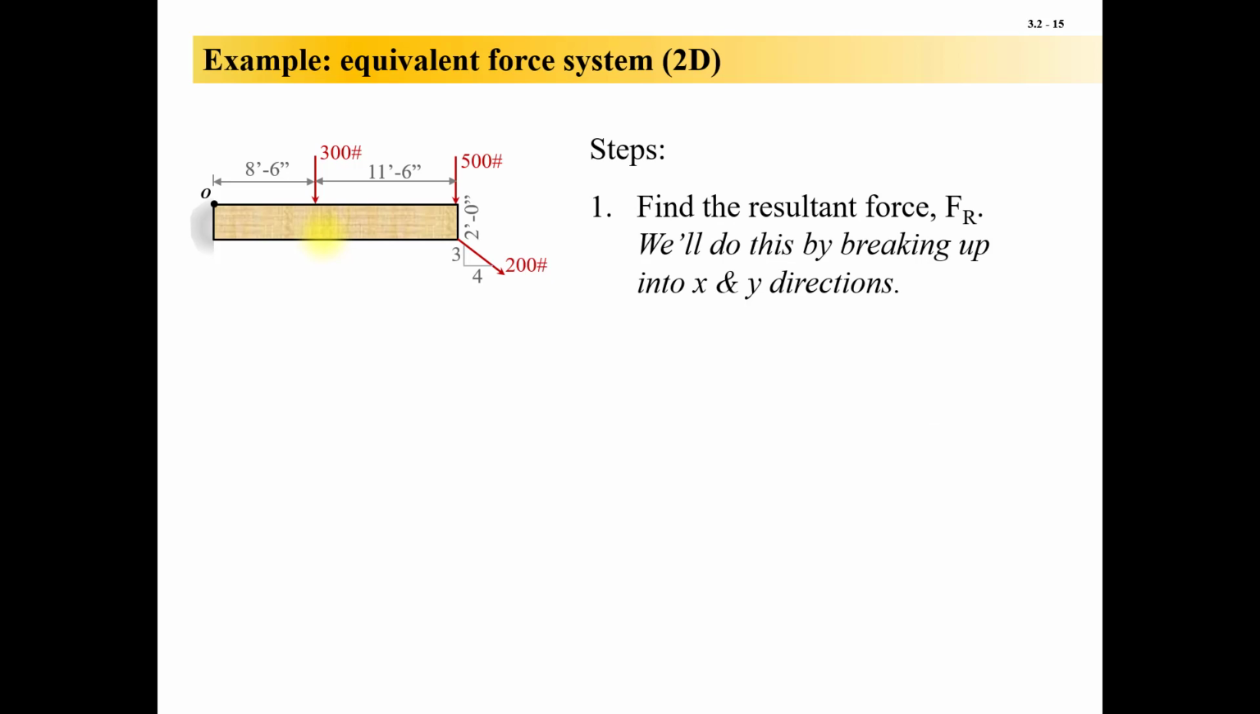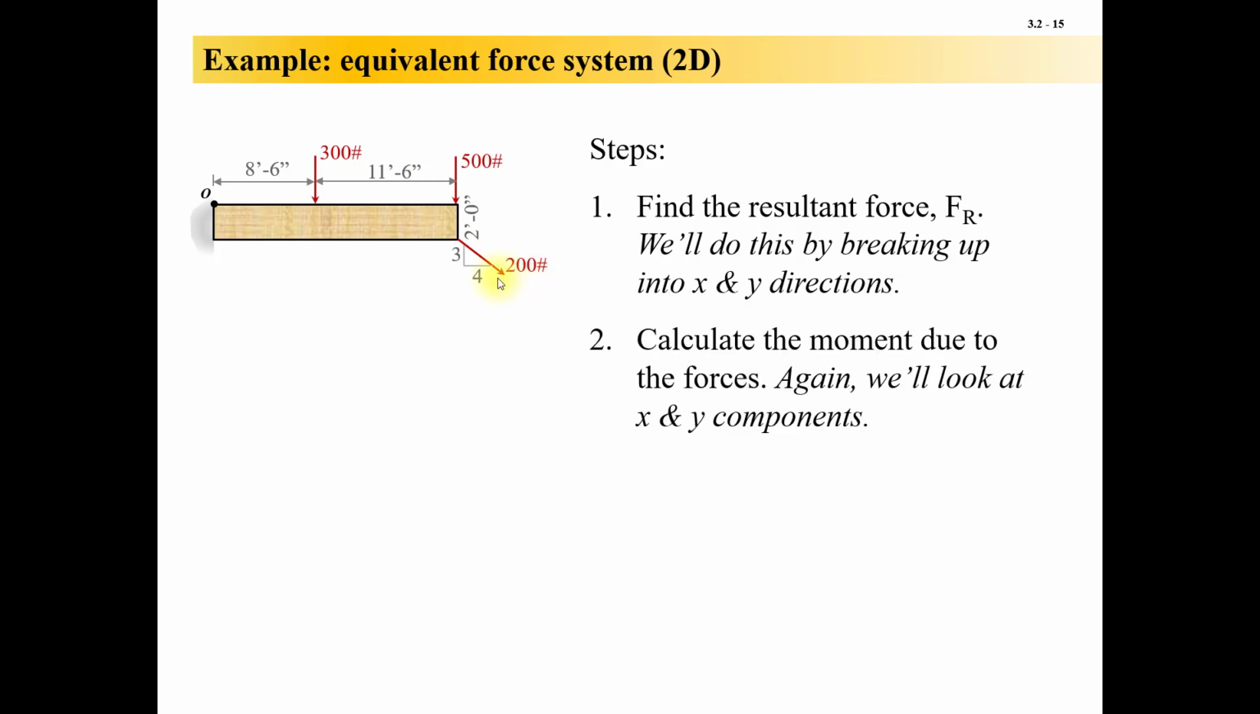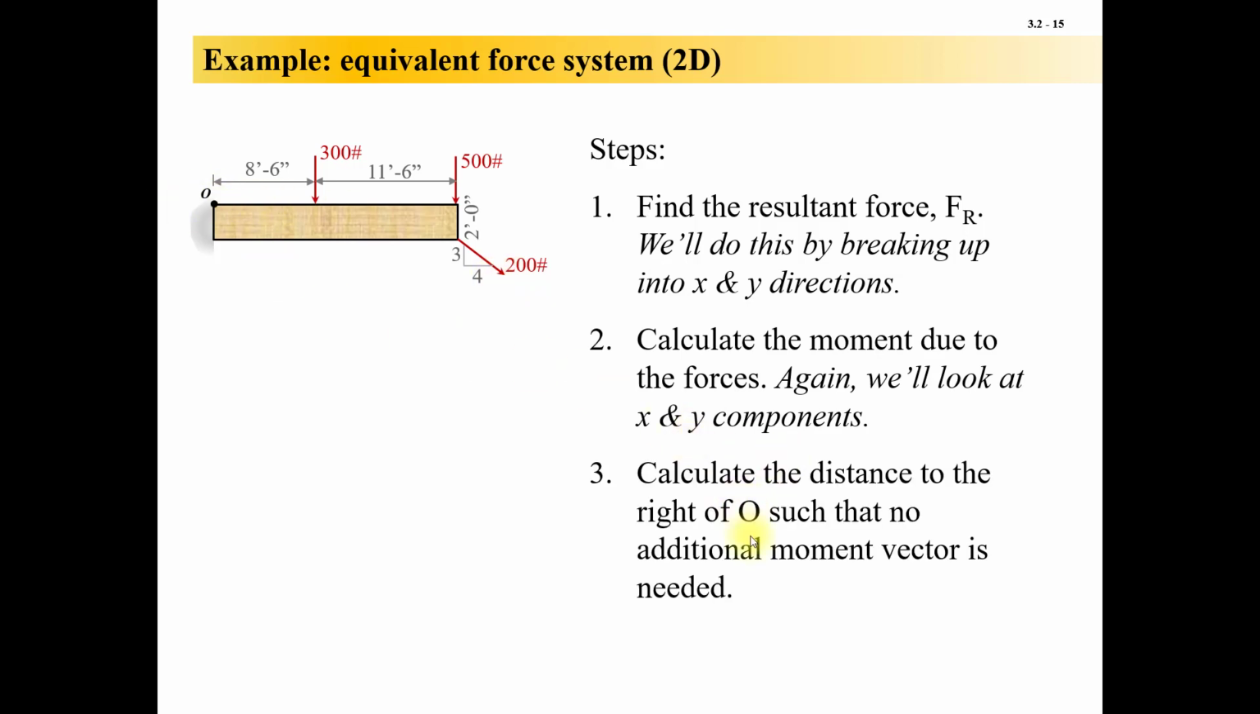So the first thing we want to do is find that resultant force. Since we have non-parallel forces, we're going to need to do X and Y for this. Then we'll calculate the moment due to each of those forces, and we're going to do moments about O. Then we'll calculate the distance to the right of O such that no additional moment vector is needed.